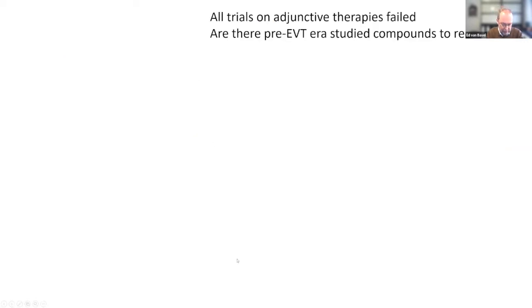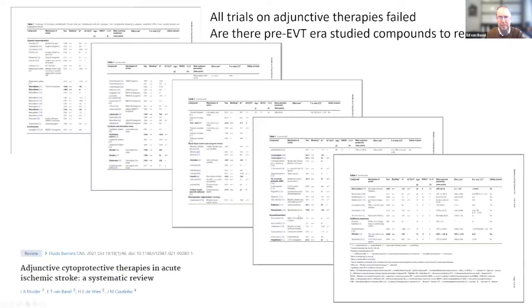So can we do anything to get the outcome better? In the past, up to this point, all the trials on so-called adjunctive therapies failed. One thing that we could do is look back at what has been done over the decades in the time prior to the thrombectomy. Are there any compounds tested then that still might be reconsidered now that we have good recanalization?